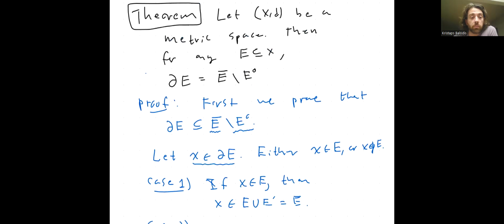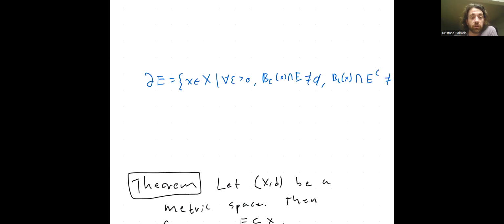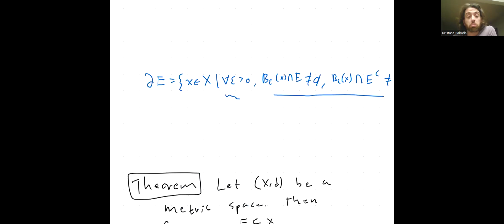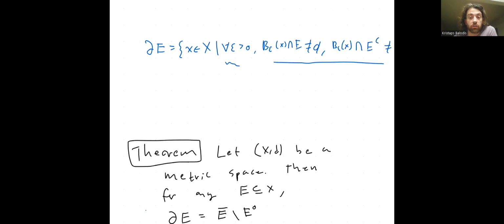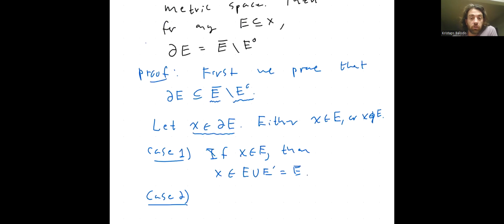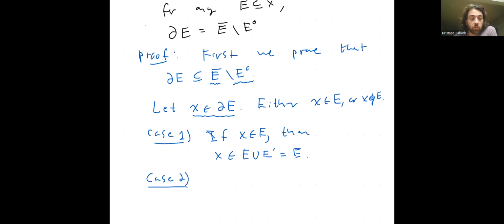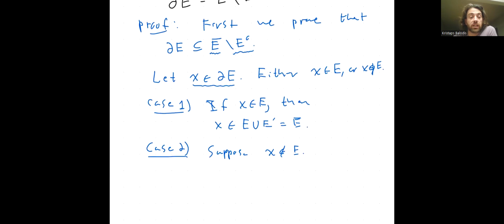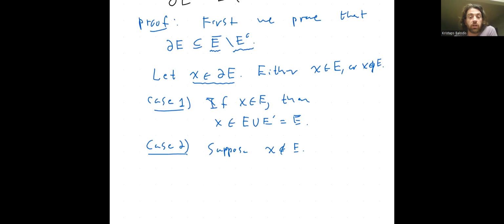If we scroll up, remember the boundary of E says that for all epsilon, this happens and this happens. So probably we're going to have to choose an epsilon at some point and use that to our advantage. Okay, so case two. Suppose that x is not in E. We're actually going to show that this means that x is in E prime, in the set of limit points. And that will allow us to see that it's in the closure of E.